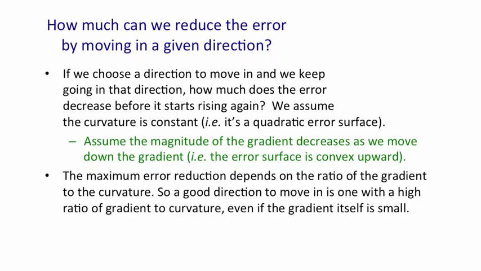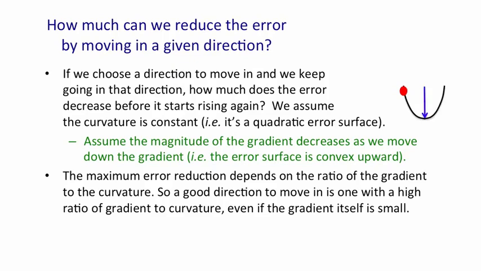The maximum reduction that we can get in the error by going in a particular direction depends on the ratio of the gradient to the curvature. So we want to move in directions that have a good ratio. Even if the gradient is quite small, we want the curvature to be even smaller.